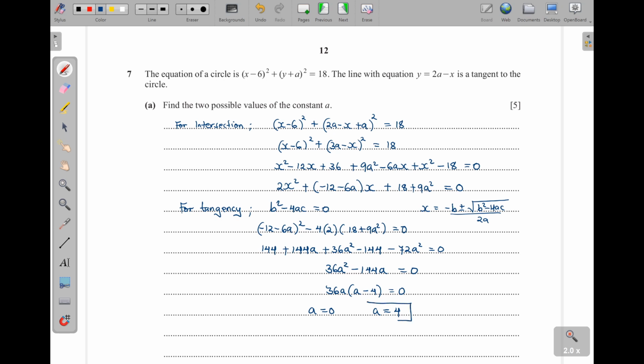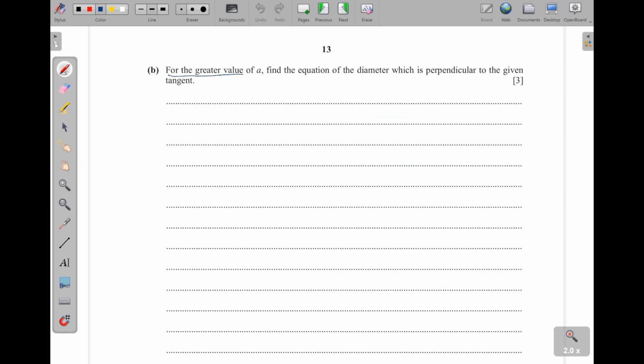So that is that. Actually, a has these 2 values because they said for 2 possible values of a. Okay, so that is 0 and 4. Part B, for the greater value of a, that is a equal to 4, find the equation of the diameter which is perpendicular to the given tangent.